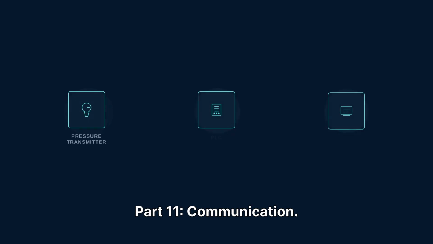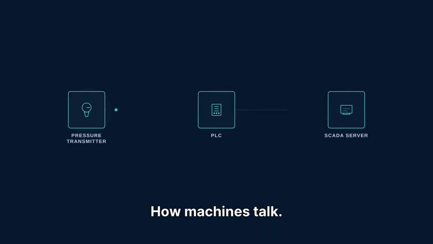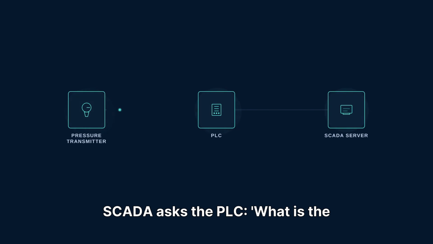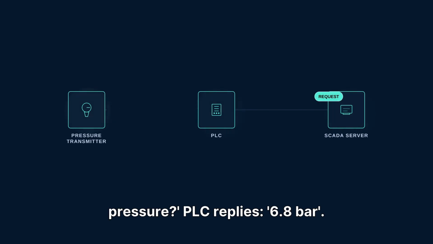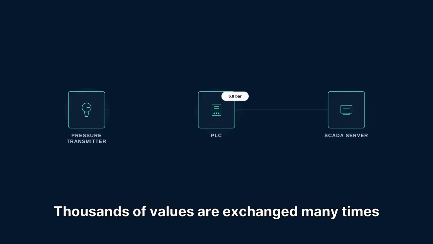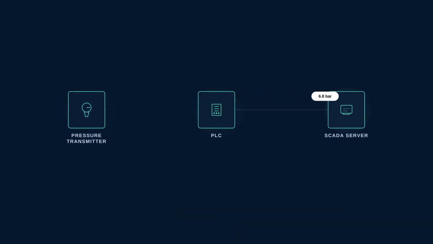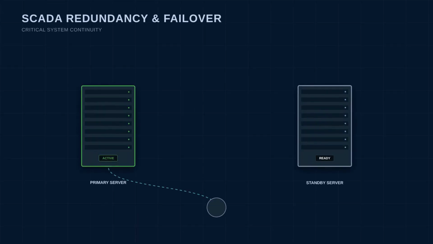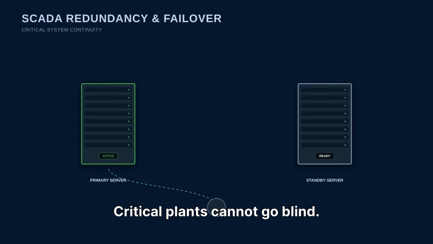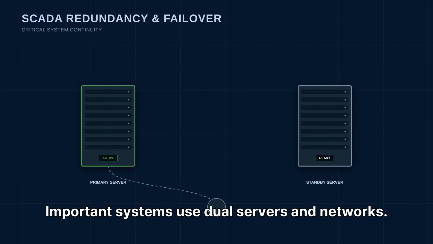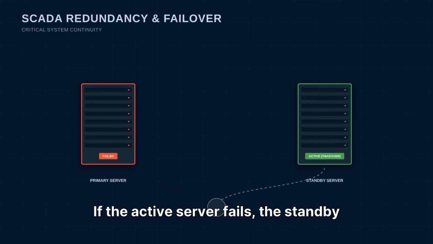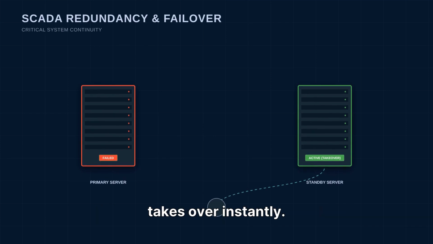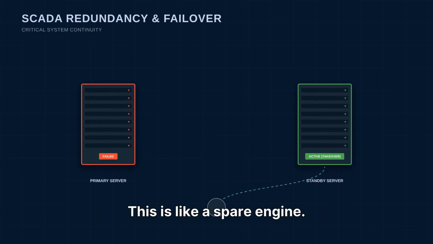Part 11. Communication. How machines talk. SCADA asks the PLC, "What is the pressure?" PLC replies, 6.8 bars. Thousands of values are exchanged many times per second. Protocols are the language. Part 12. Redundancy. Critical plants cannot go blind. Important systems use dual servers and networks. If the active server fails, the standby takes over instantly. This is like a spare engine.